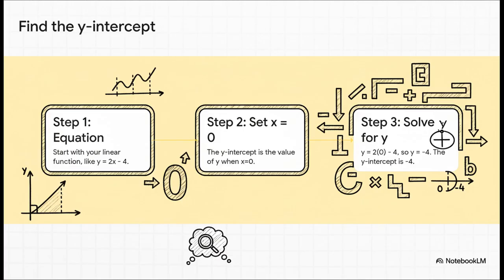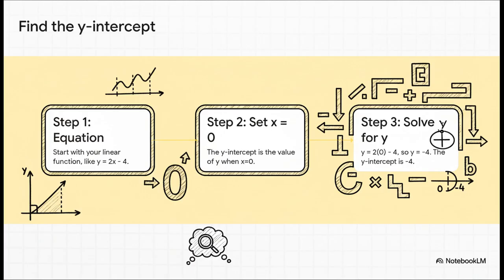Just think about it. Anywhere on that vertical y-axis, what's the x value? It's always 0. So all we have to do is set x to 0 in our equation. For y equals 2x minus 4, we get y equals 2 times 0 minus 4, which just means y equals negative 4. That's it.